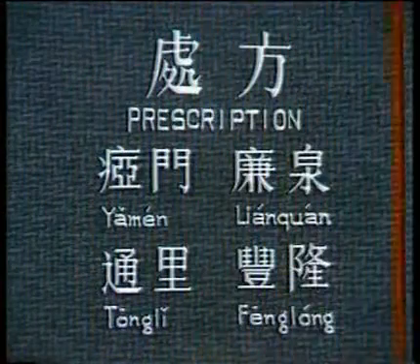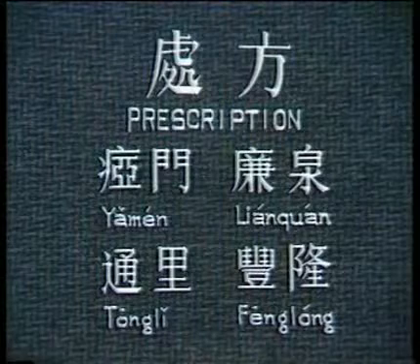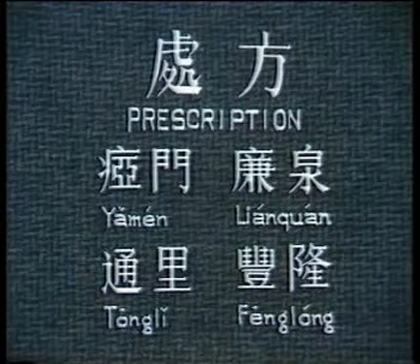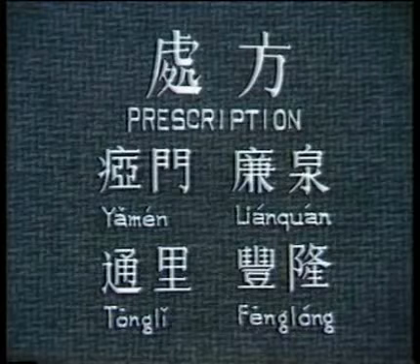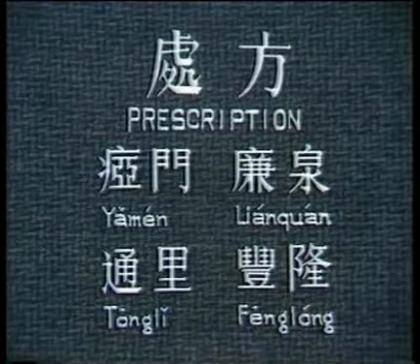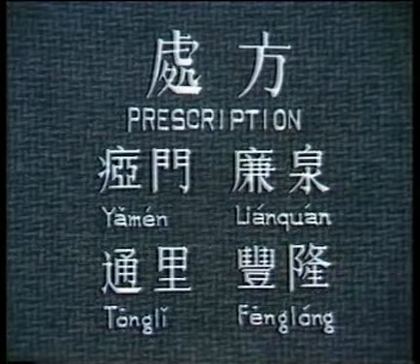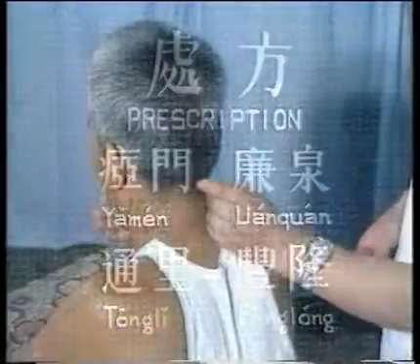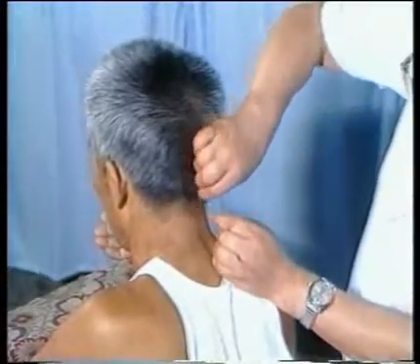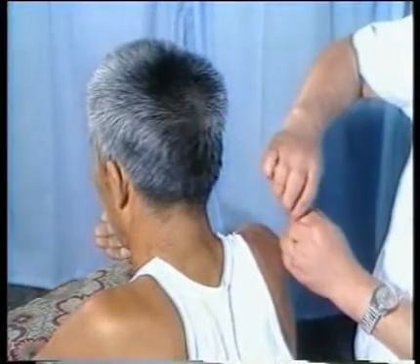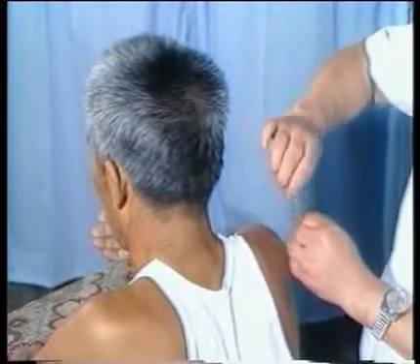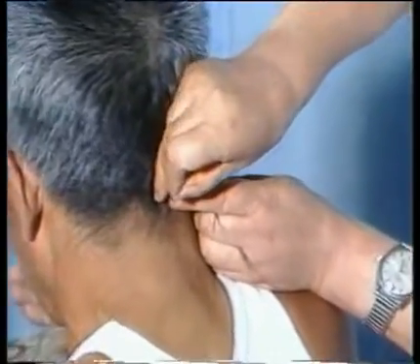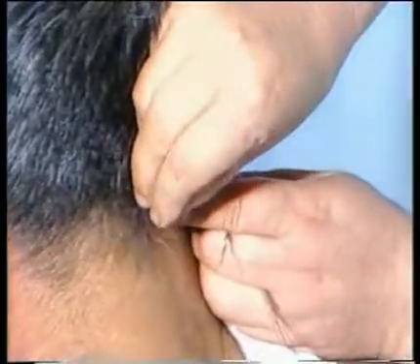For slurring of speech or aphasia, the points Yamen, Du 15, Lianquan, Ren 23, Tongli, heart 5, and Fenglong, stomach 40, can be needled with an even movement method to remove the obstruction and promote the circulation in the meridians. After routine sterilization, puncture Yamen, Du 15. Do not puncture too deeply. This will help restore the function of speech.